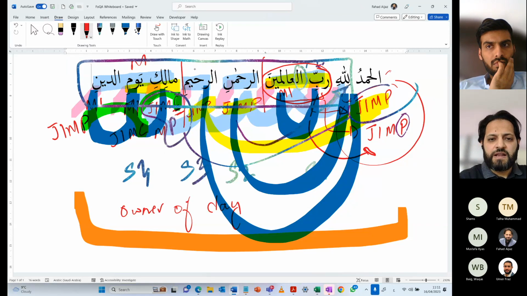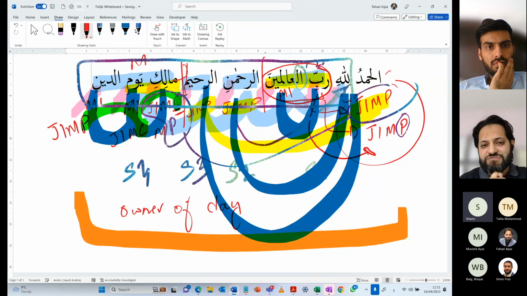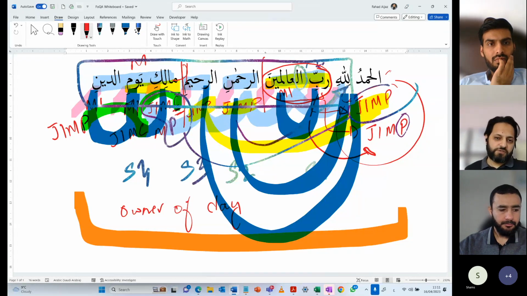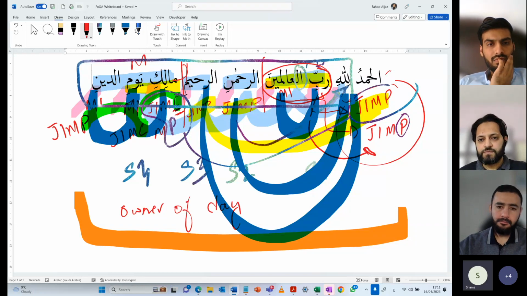Correct. If you make Malik al, it cannot be a mudaf. Right? You can't build that off relationship. You cannot say the owner of the day. You can't say that. Right? So that's why you can't make Malik with an al. Got it. Thank you so much. It's just the same situation as the Rabbi.